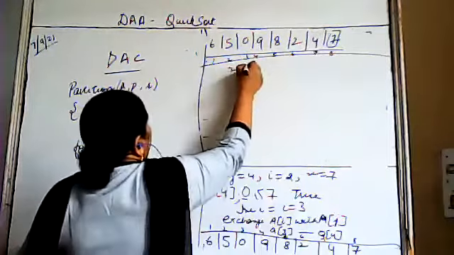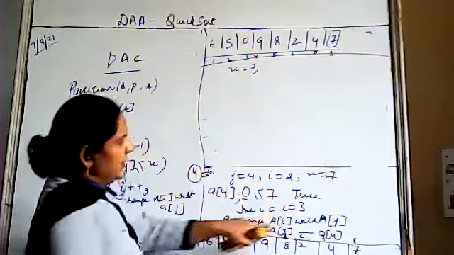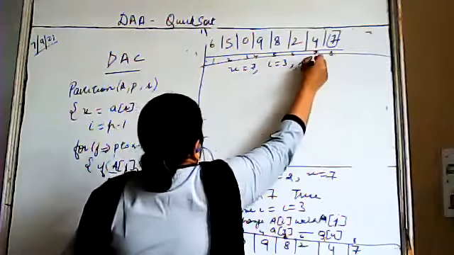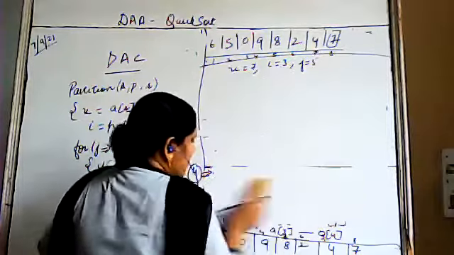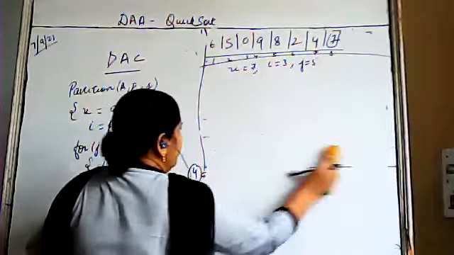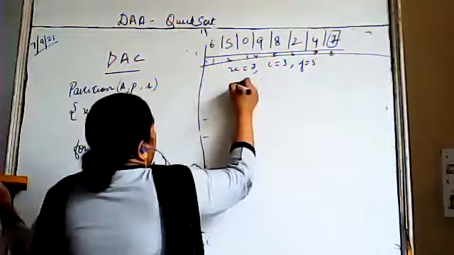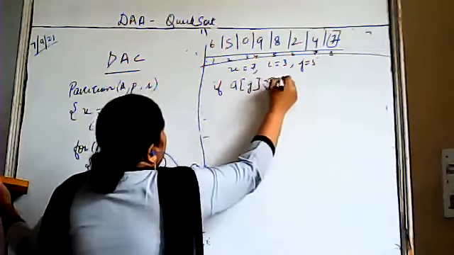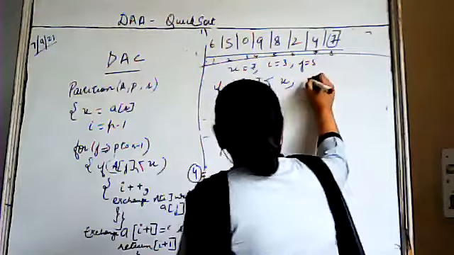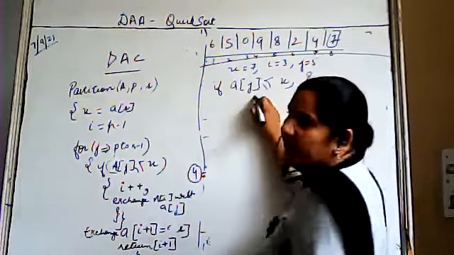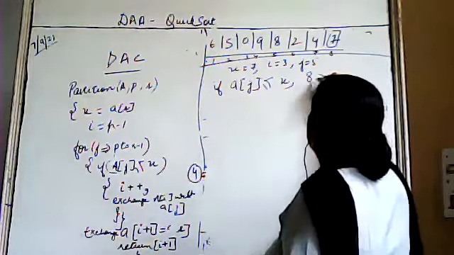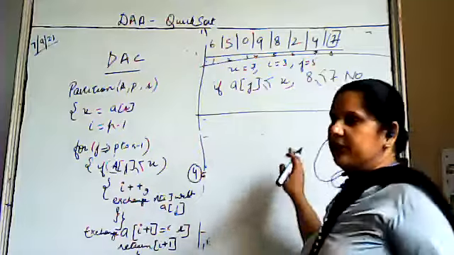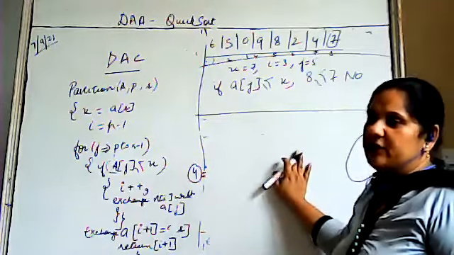So X is equal to 7. Now I is equal to 3 and J is equal to 5. A of J, if A of J is less than or equal to X, that is 8, because A of 5 is 8. So 8 is less than or equal to 7, no, condition false. So no step will take place.